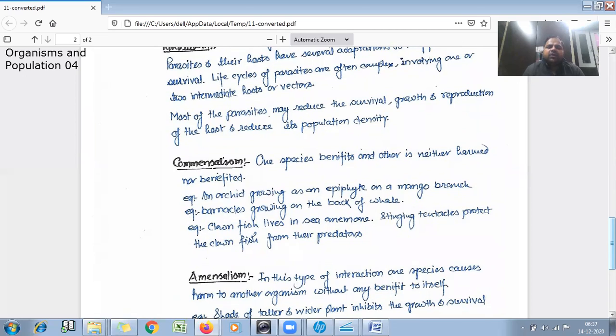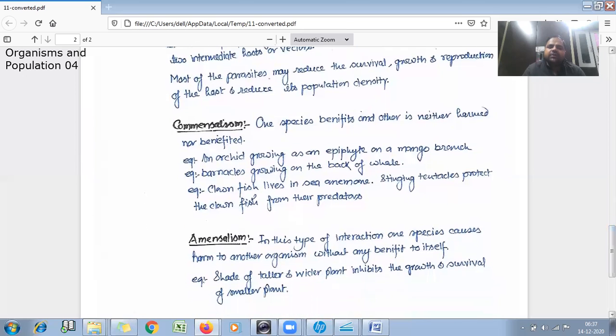The example is an orchid growing as an epiphyte on a mango branch. Another example is barnacles growing on the back of a whale, and another is the clownfish living in a sea anemone, where the stinging tentacles of the sea anemone protect the clownfish from its predators. By this, the clownfish is benefited from the sea anemone, but the sea anemone is not affected, either in terms of harm or benefit.